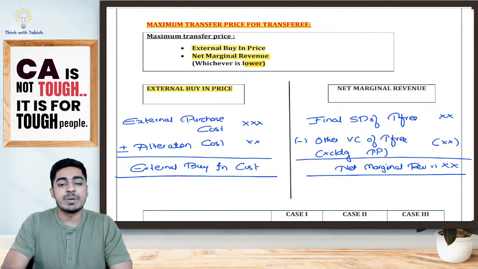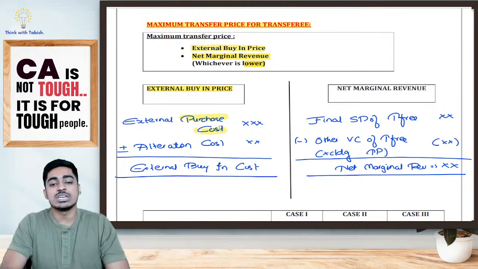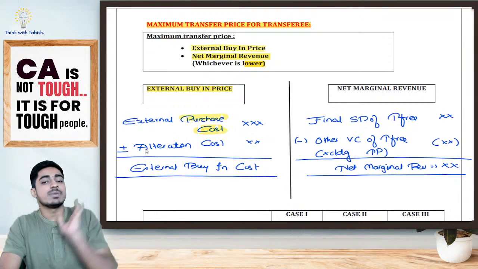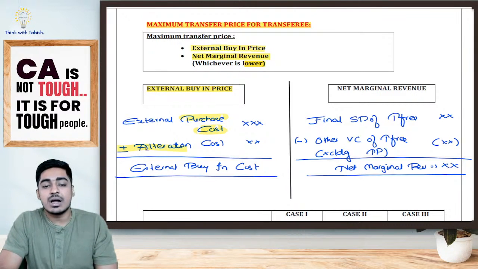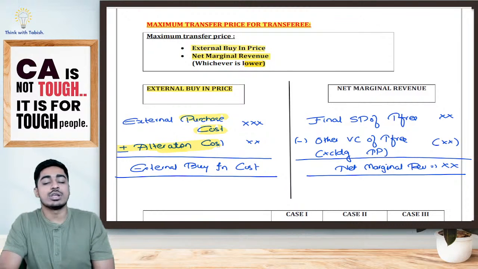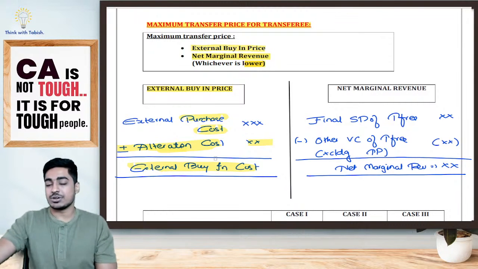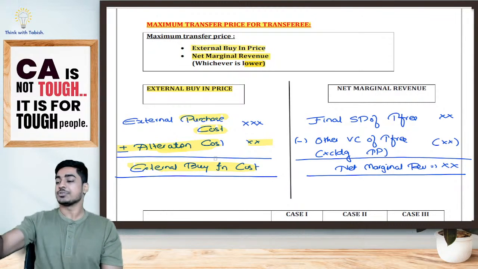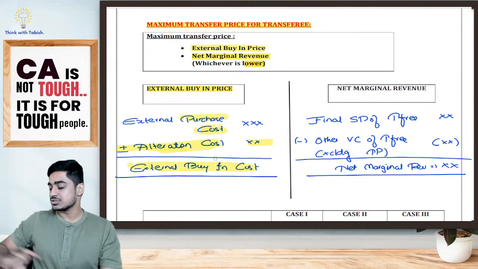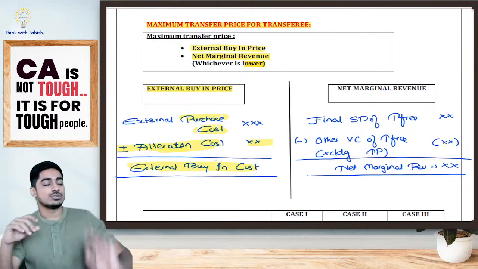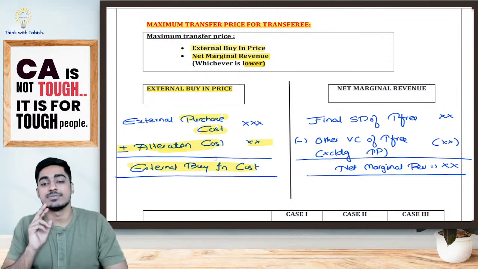Now, what do we have in the external buying price? We'll call it external purchase cost. If you are buying from outside, how much cost are we paying? To Zendroid, we are paying 3,000, plus or minus alteration cost. If we have any alteration cost, how much is it? Based on that, we get the external buying cost. Suppose if I buy from Zendroid, I will pay 3,000 rupees, and for alteration again I am paying 500 rupees. So here I will be paying 3,500. So to Android maximum, I can pay 3,000.